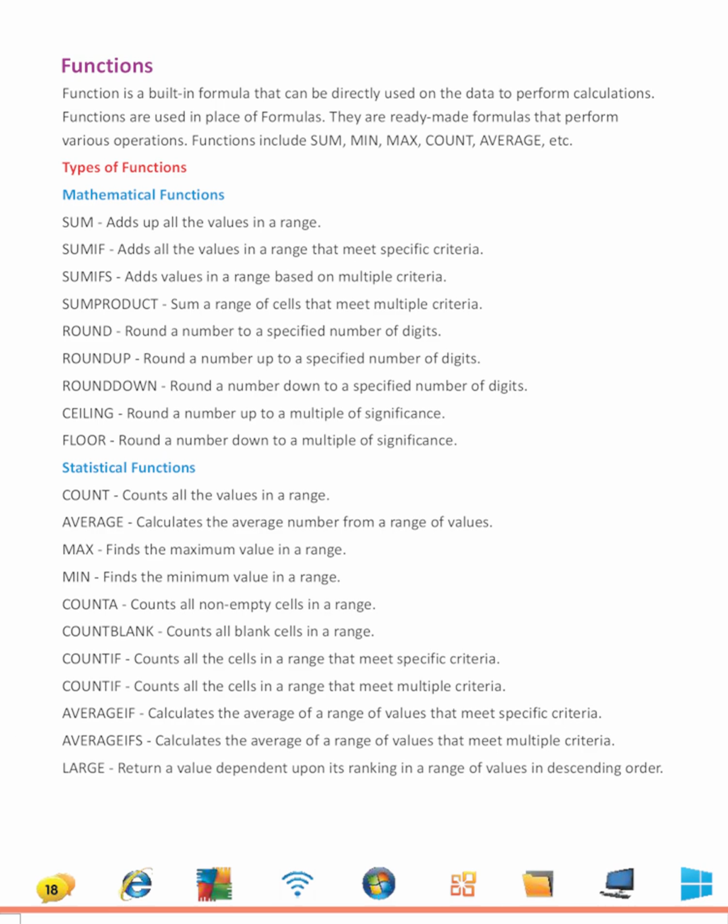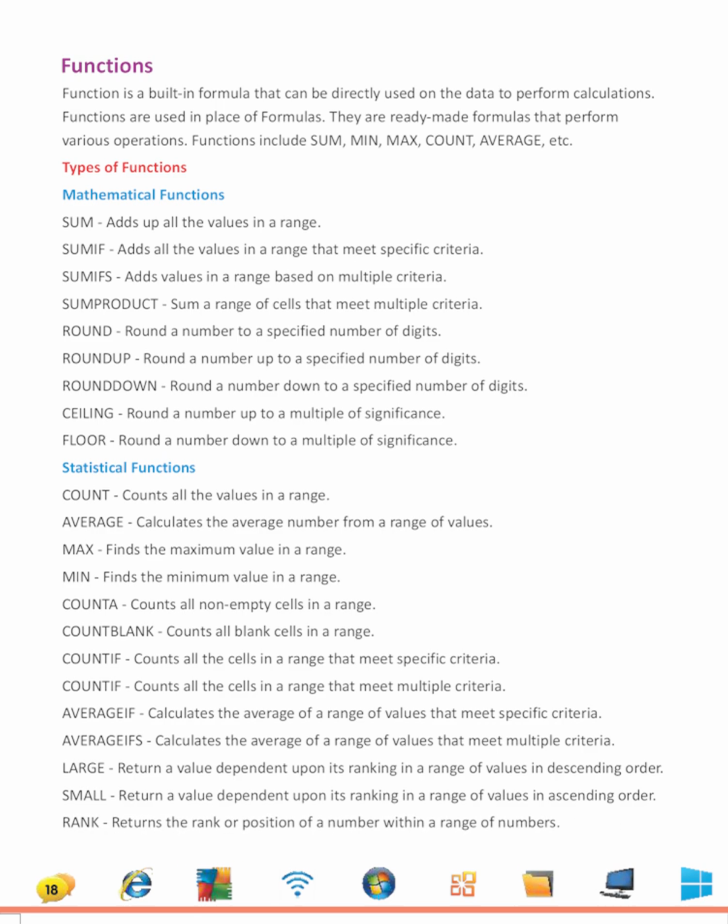Large returns a value dependent upon its ranking in a range of values in descending order. Small returns a value dependent upon its ranking in a range of values in ascending order. Rank returns the rank or position of a number within a range of numbers.